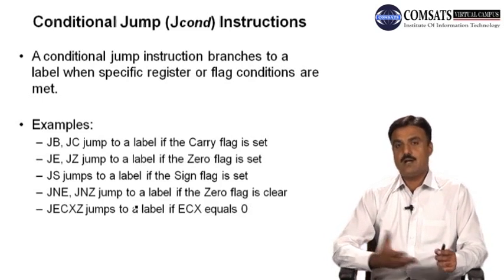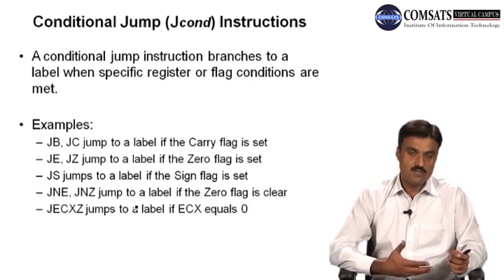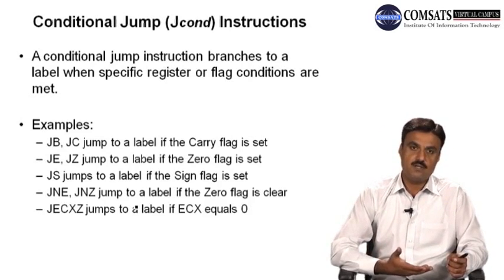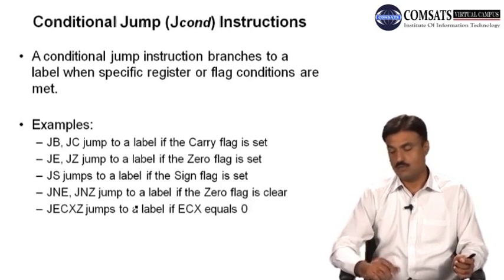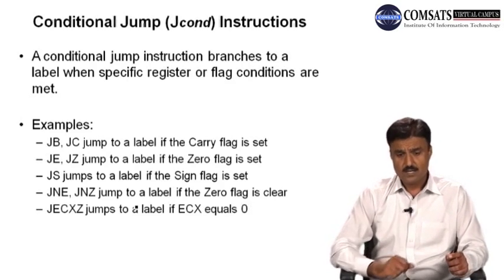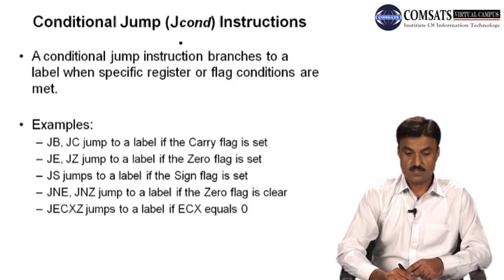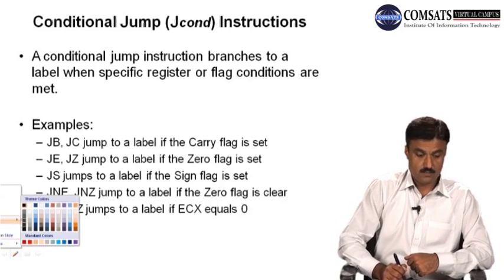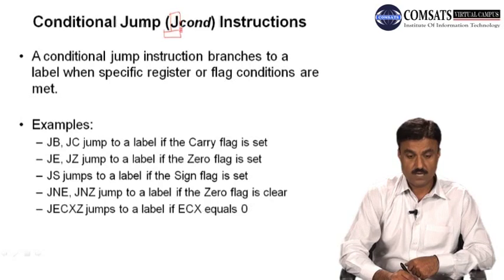So we sometimes use conditions, such as a comparison instruction checking whether the contents of one register are less than the other register, where the contents are considered as unsigned integers, less than, greater than, and so on. All the conditional jump instructions start with the letter J. I will select the color red to highlight that. All these instructions always start with the letter J.